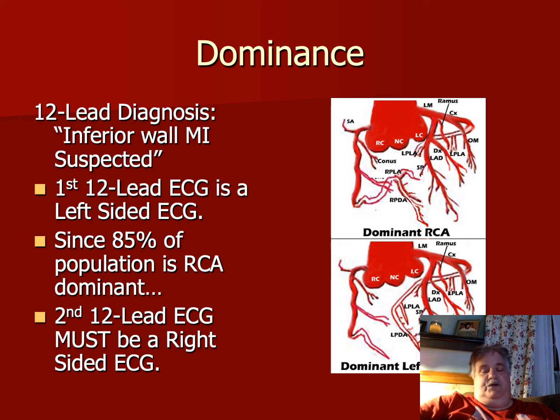Now if you want to, you can take off V3L, V4L, V5L, V6L, move it over to the right side of the chest and mirror it. Always remember to write on the EKG that it's a right-sided EKG. With that being said, all you need is 1 block or more of ST elevation in V4R to call that right ventricular infarction.